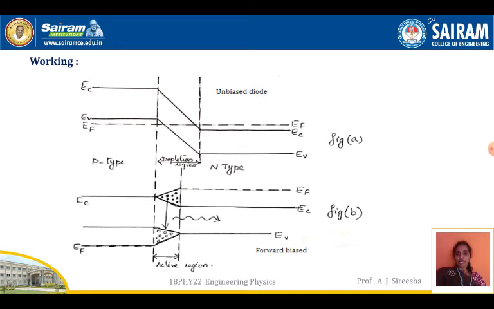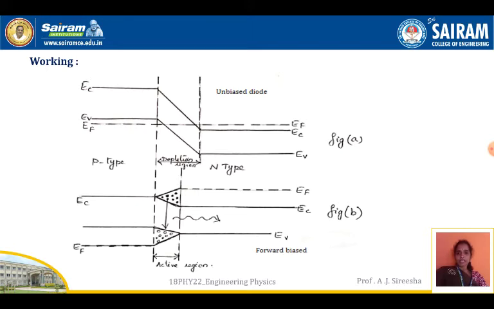been shifted. That means EF, the Fermi energy in the N type of a forward biased diode, is shifted up, and since it is forward biasness, the depletion region has decreased. You can see the depletion region from the topmost part of the figure and the bottom part here; the depletion region is decreased and that region becomes an active region.